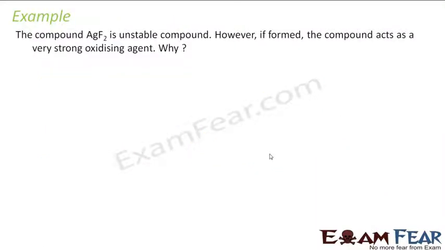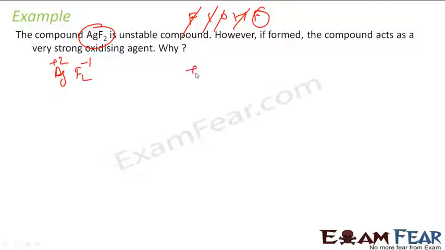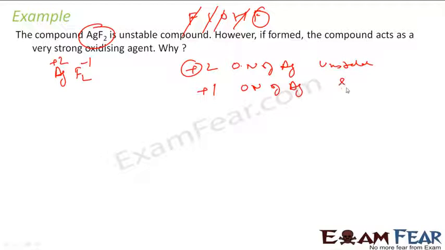The question says that AgF2 is very unstable. However, if formed, the compound acts as a very strong oxidizing agent. Why? So let's find the oxidation state of elements in AgF2. This is not applicable, this is not applicable, there is no oxygen, no hydrogen, fluorine is there. -1, this becomes +2. So if you see, +2 oxidation state of Ag is very unstable, and +1 oxidation number of Ag is very stable.